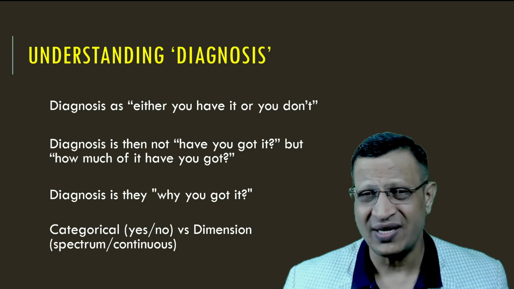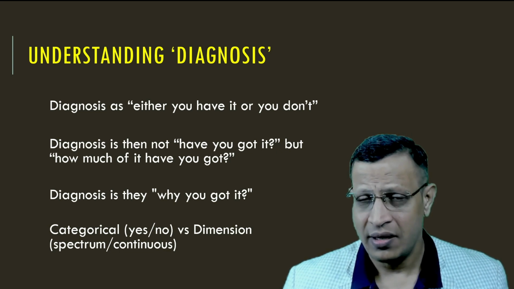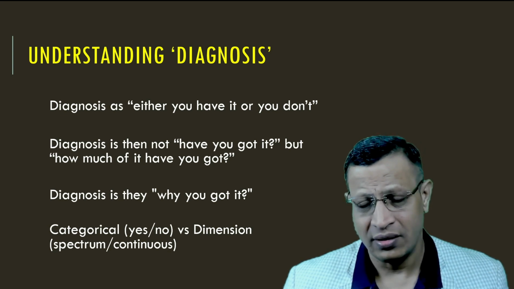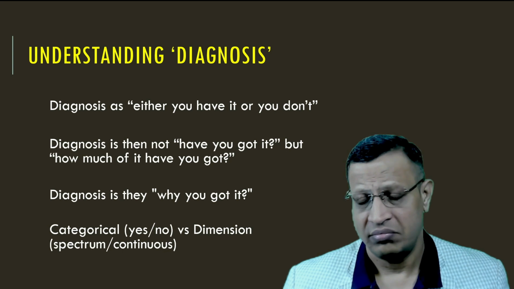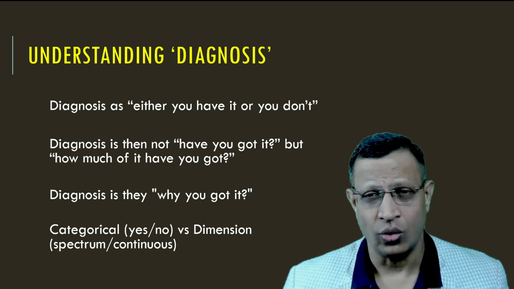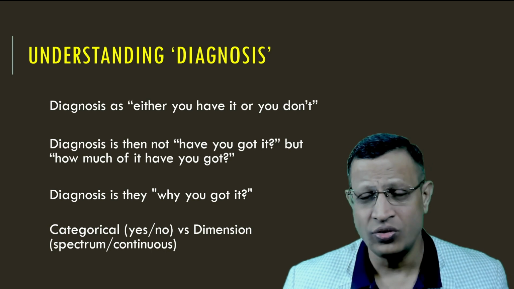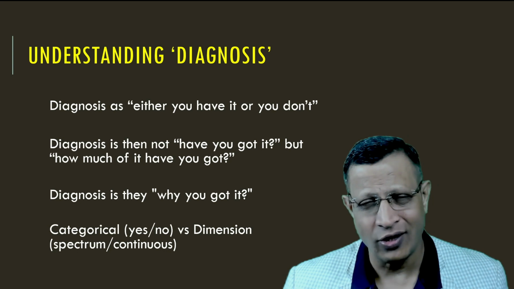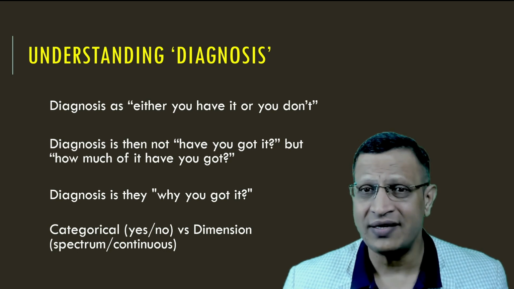For example, if a person has diabetes, the physician is able to tell, yes, he has diabetes, but he may not be able to completely answer why he has got diabetes and other siblings of that patient do not have the illness. So, diagnosis is usually considered as categorical, but unfortunately, it is not categorical. It is a spectrum. It is a dimension.